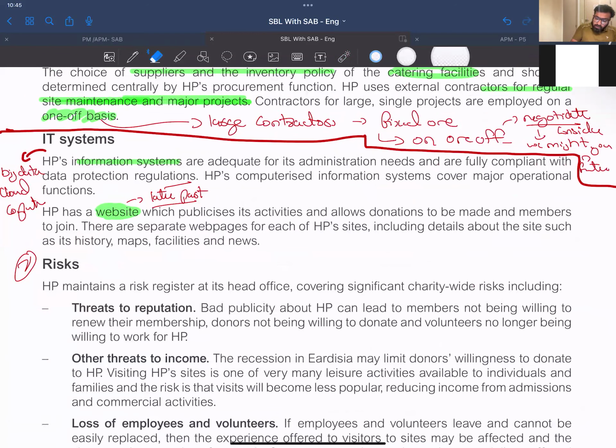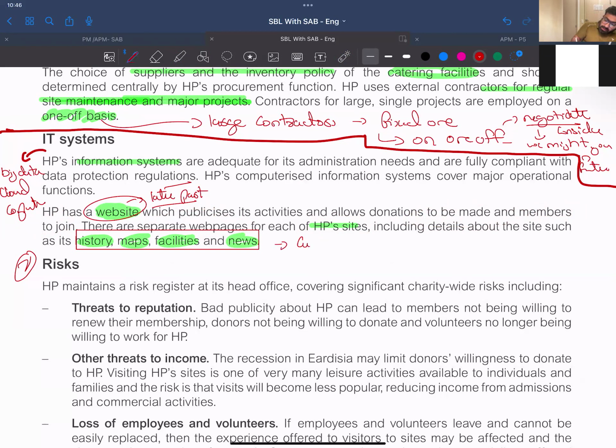So which publicizes its activities and allows donations to be made and members to join. So there are separate web pages for each of HP's sites, including details about the site, such as its history, maps, facilities, and news. So the website includes each and everything.